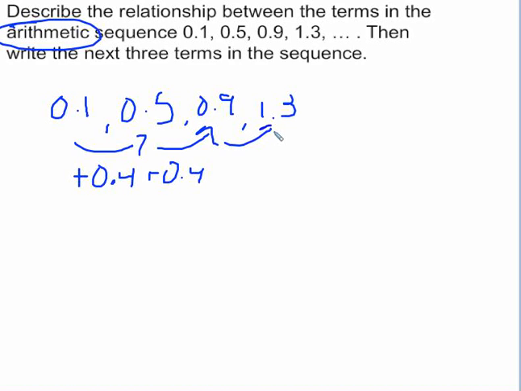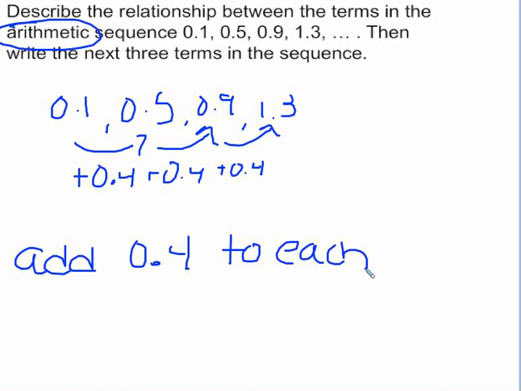And indeed, 0.9 plus 0.4 is 1.3. So we know that the description of the pattern that exists is that we are adding 0.4 to each term to get the next term. Now again, we need to find the next 3 terms in this sequence. So let's go ahead and do that.